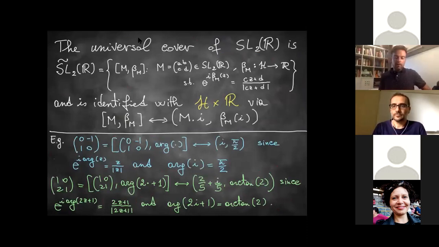So what is the universal cover of SL2? If you don't like algebra, then you don't like this group. This is a group that actually does not admit any faithful finite dimensional representation. So it's not a matrix group, but it's still a very interesting group.